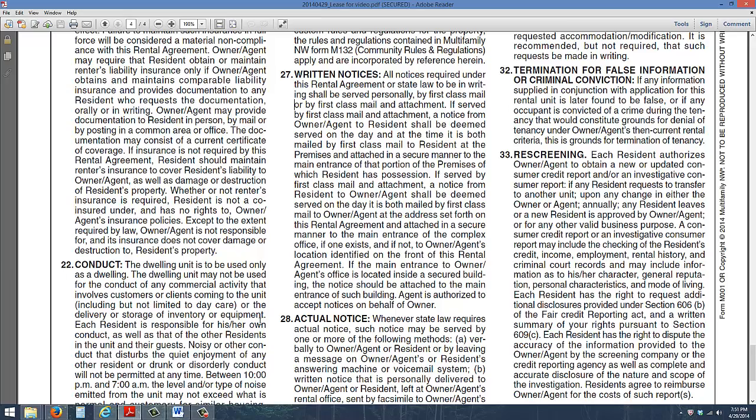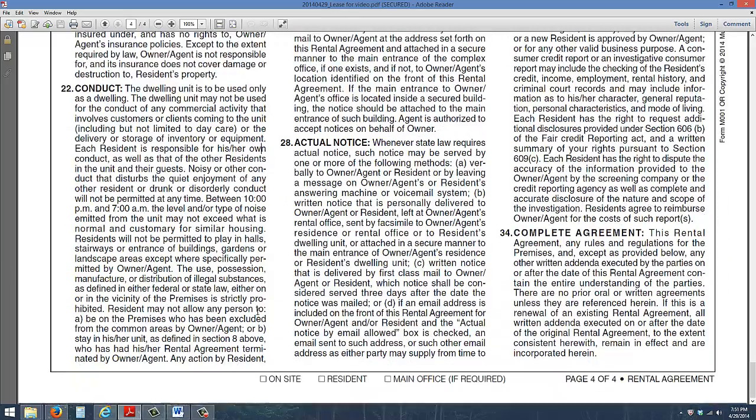Over here, you have Section 28, which deals with actual notice. We discussed that a little bit earlier in the agreement. Actual notice is when we would give you notice for entering the property, for example, to do an inspection or something like that. This talks about the methods in which we can provide that actual notice. We can tell you verbally, we can leave you a message, we can post a notice if that's appropriate, we can send you a fax, we can send you something by first-class mail, or we can email you.